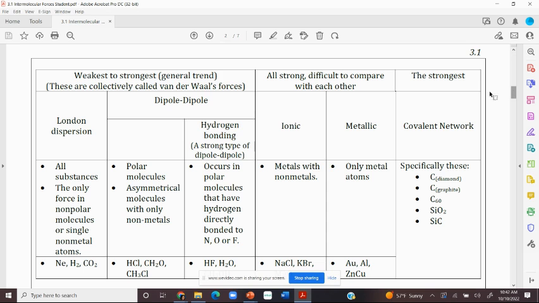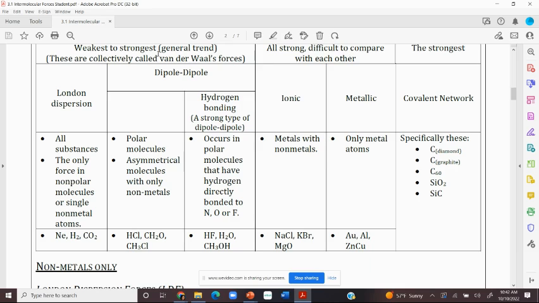All right, so here is kind of a chart of these from weakest to strongest. Now, the issue with this is sometimes your London dispersion forces will be stronger than a dipole-dipole. So when you're comparing like things, for example, if I had 2 iodine, those are nonpolar. All they're going to have is LDF. But we know iodine is what state at room temperature?